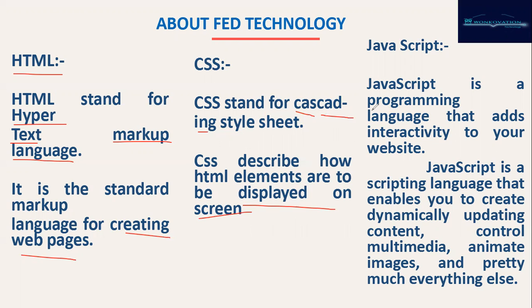Then JavaScript. JavaScript is a programming language. Now HTML is a non-programming language, and JavaScript is the programming language which adds interactivity to your website. It adds the brain inside, the logic behind that. If you click the button, what will happen afterwards? JavaScript is the scripting language that enables you to create dynamically updating content and control multimedia, animated images, and pretty much everything else. You can make the website dynamic by using JavaScript only.